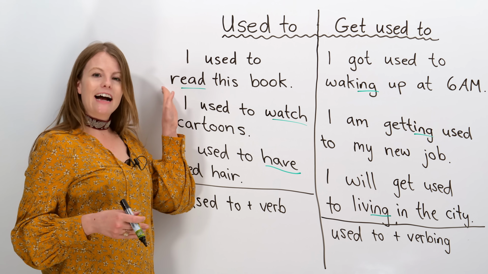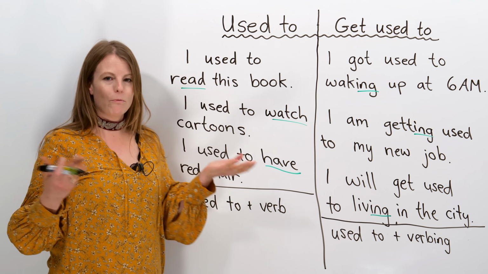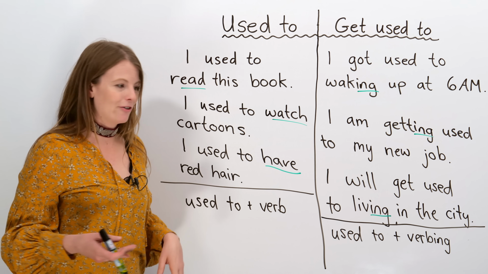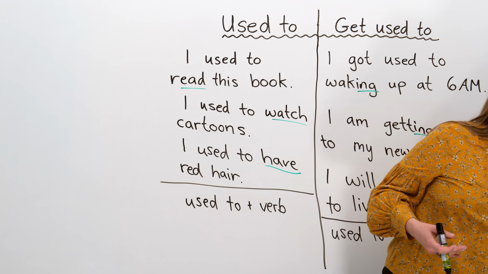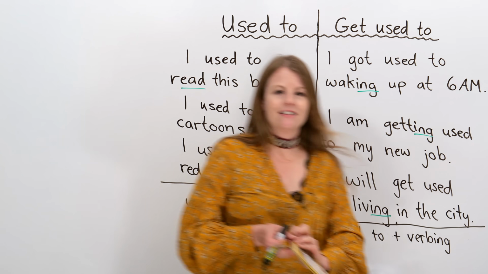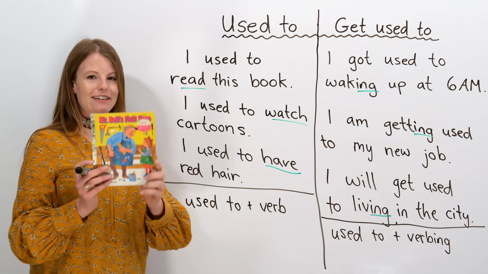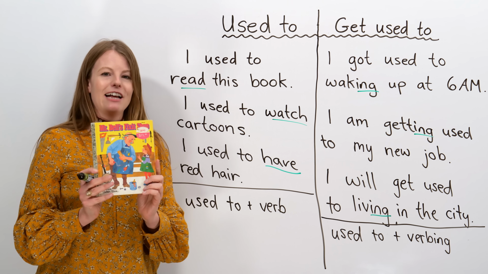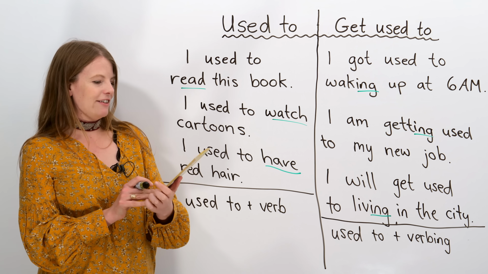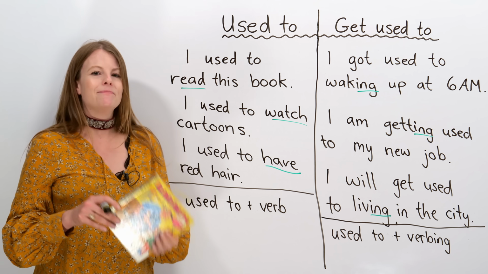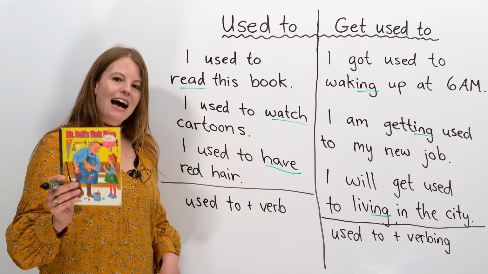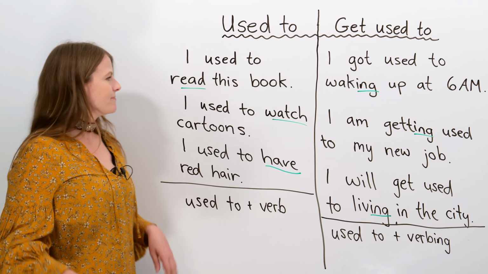The first sentence, I used to read this book. What book am I talking about? Let me go grab it. Okay, so this is a book from my childhood. I used to love this book. It's called Mr. Bell's Fix-It Shop. When I was a child, I used to read this book.